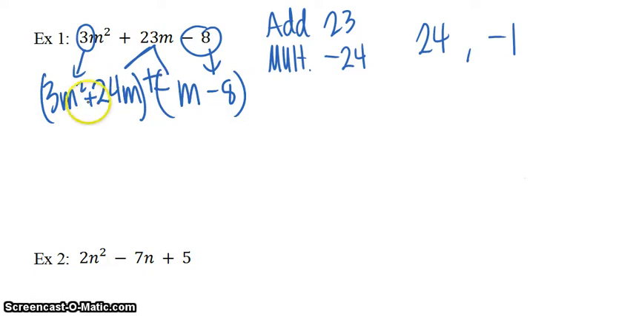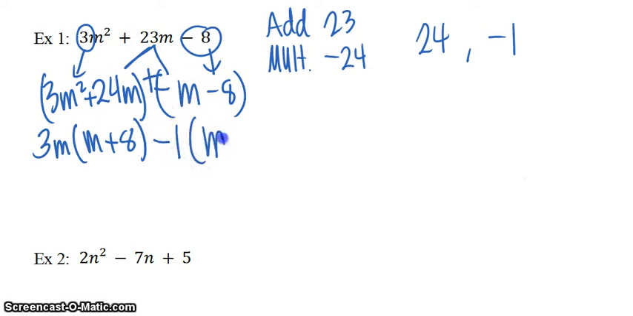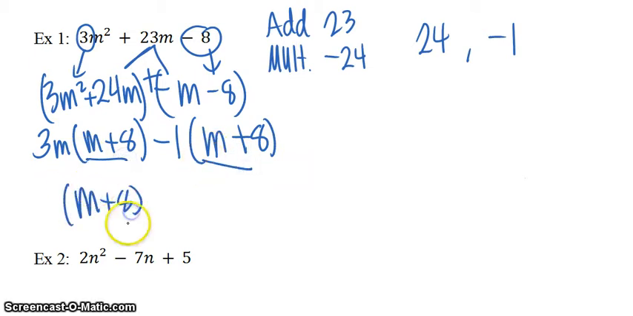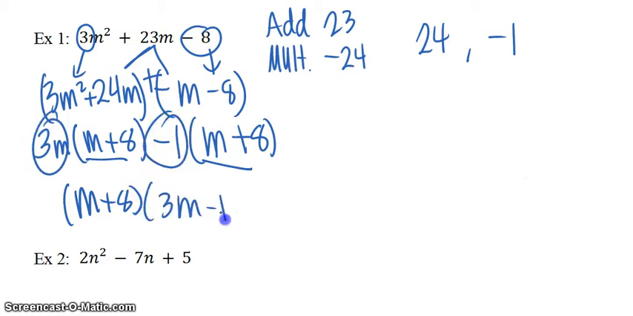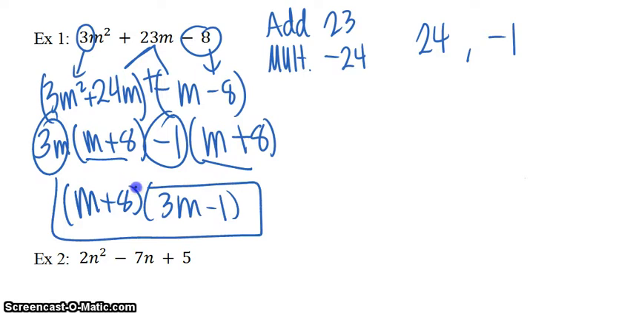Okay, so factor out. What do they have in common? 3m. So then that will leave me with m plus 8. What do they have in common? Oh, I need to take out a -1. So I'm going to do m plus 8. Now that I have this, I see that m plus 8 is the same, so that will be my first factor. And then my last factor will be these put together, so that will be 3m minus 1. Again, it doesn't matter which order you put them in as long as you have both of them like that. So that's the answer to number 1.